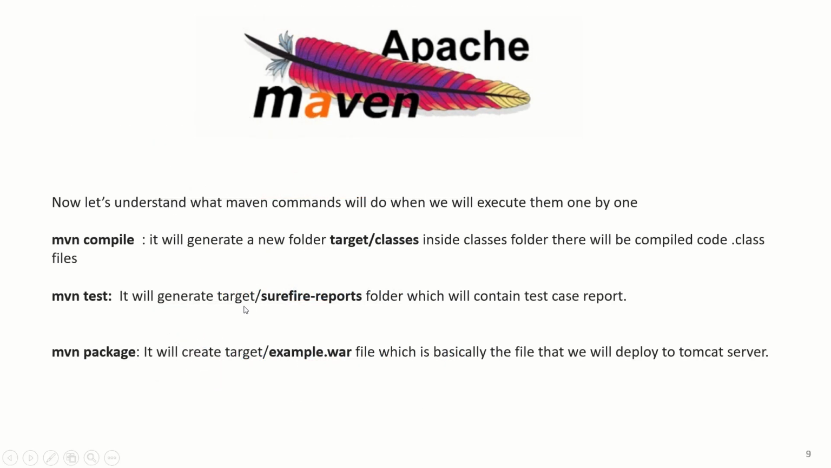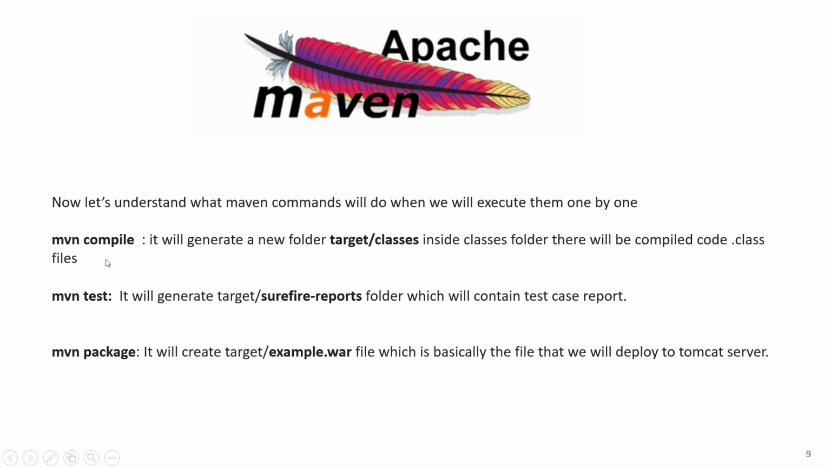Now let's understand what Maven commands we will use so that our source code gets converted into a build. We first need to execute the command mvn compile. This command creates a new folder, target/classes. Initially we don't have any target folder, so when we execute this command, first a target folder gets created, and then it has a classes folder inside it, and this classes folder has the .class files.